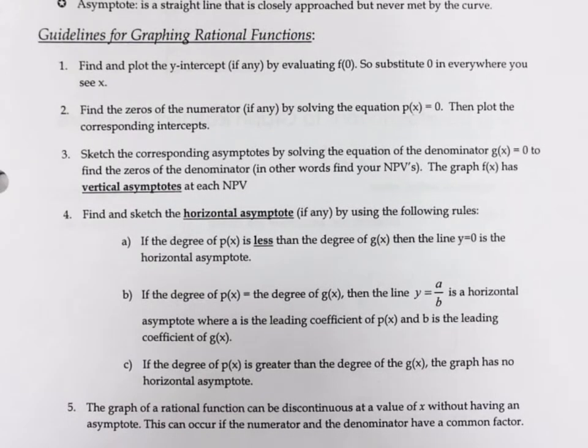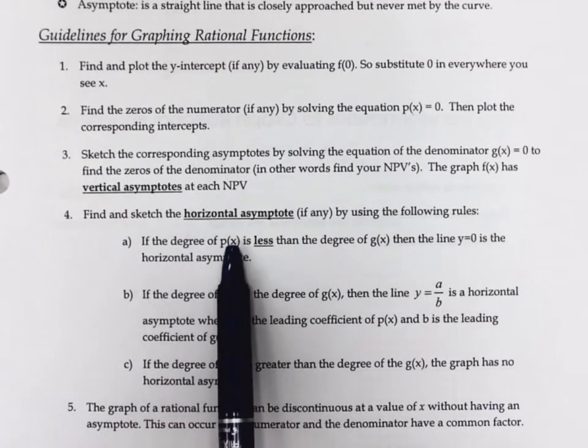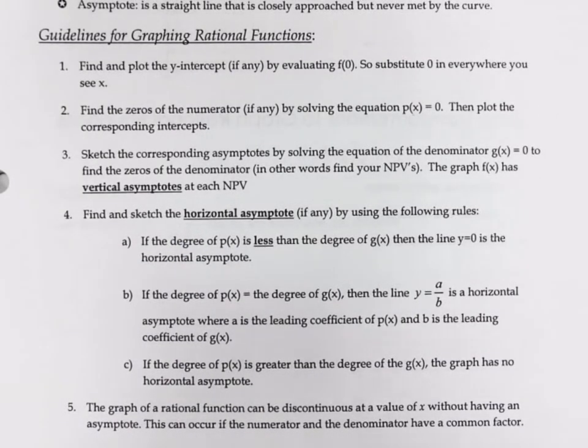So those will be like x cannot equal 2, x cannot equal 3, and you will draw in a vertical dashed line indicating that that's an asymptote. Now your horizontal asymptotes, so running left to right. Okay? This you have to memorize. And all we did last year was part A. If the degree of p of x, so if the degree of the numerator is less than the degree of g of x, so of the denominator, y equals 0 is your horizontal asymptote.